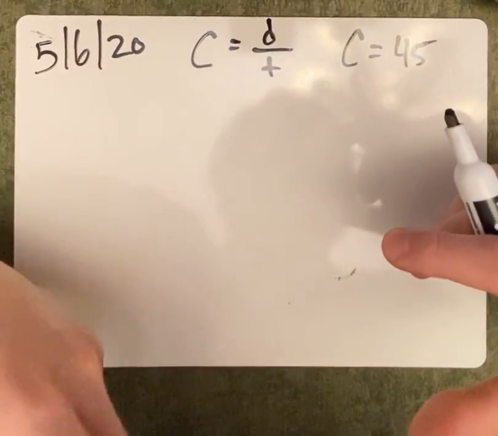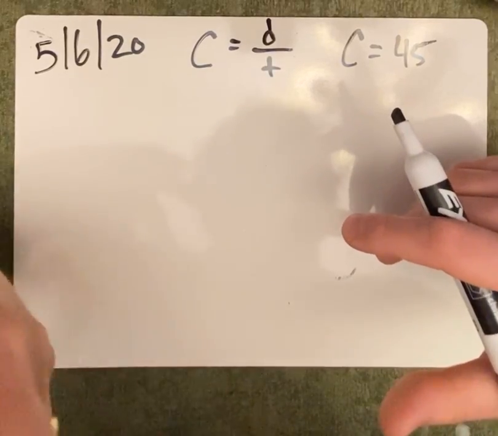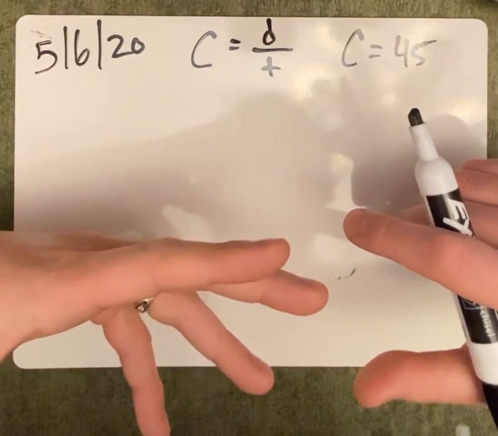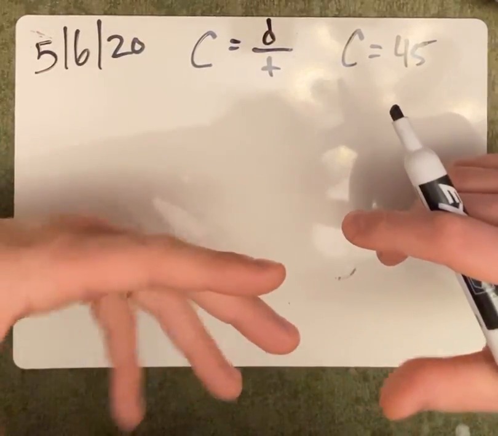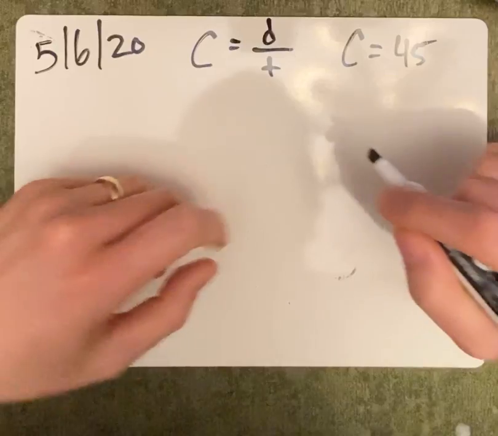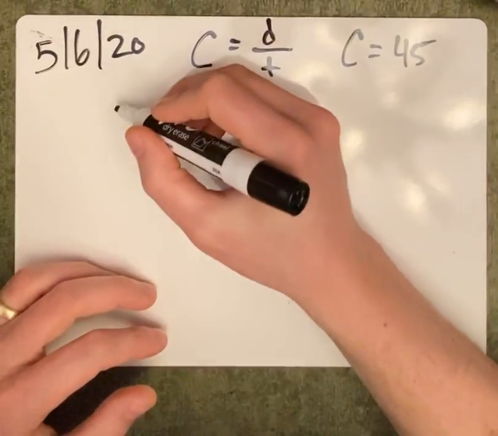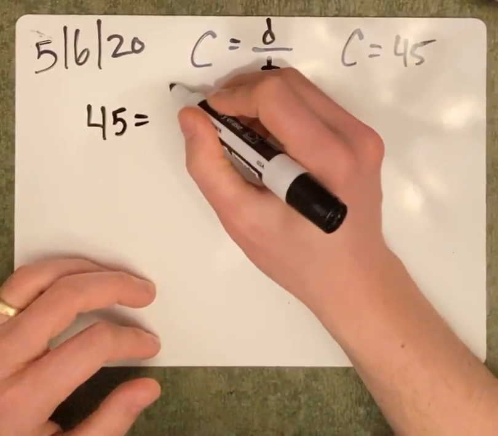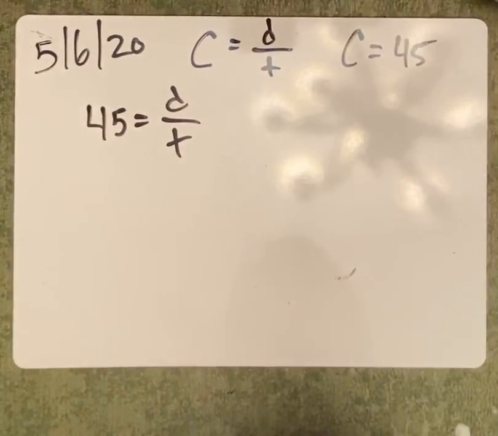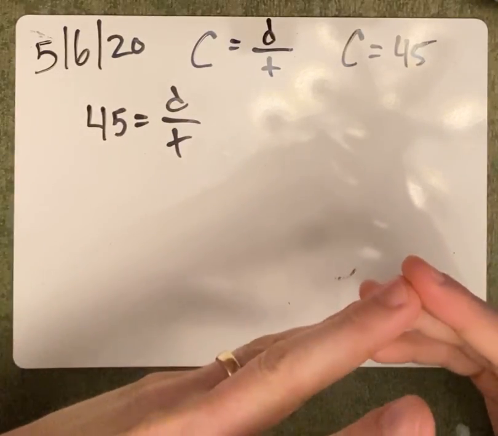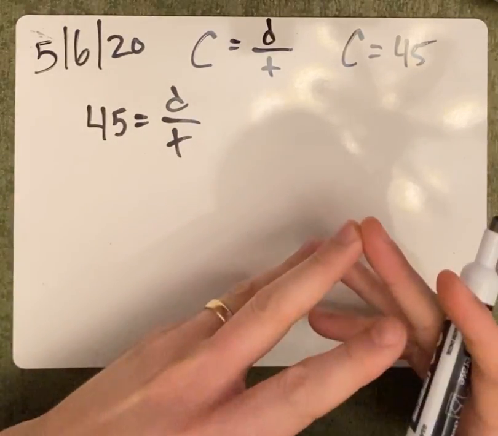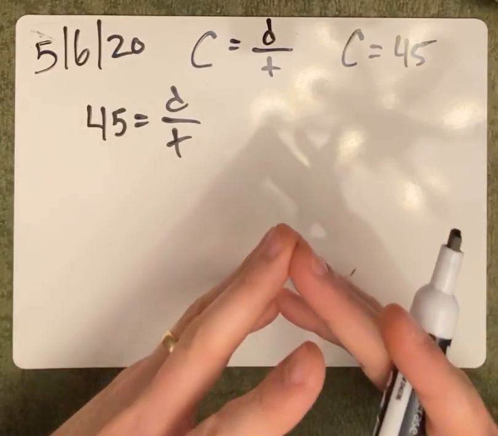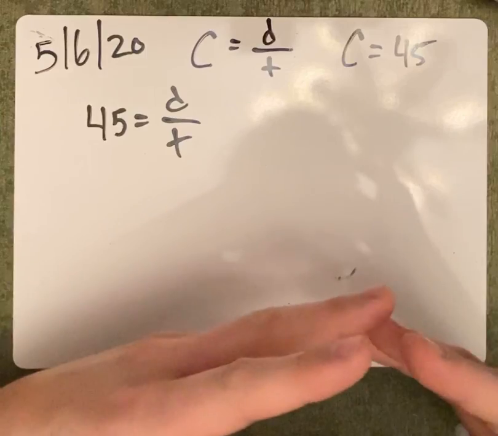So my take from this problem is that we're just creating an equation that we can solve for distance. Let me plug in what I got. I got C equals 45, so 45 equals distance over time. I have to make an equation where I'm looking for distance, so I need D equals something.